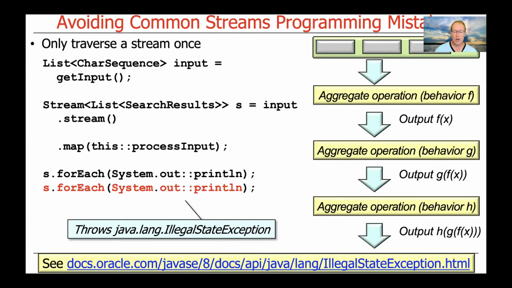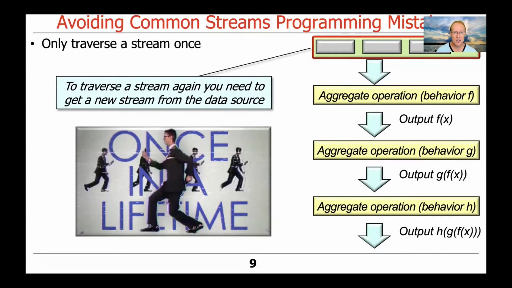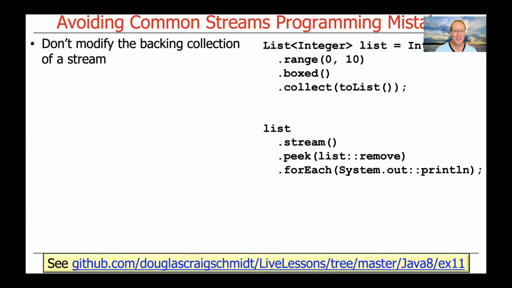So if you want to run things more than once, you're going to have to get a new stream from the data source or another data source or whatnot. You only get to do the processing of the stream once during its lifetime. So make sure you remember that. That's another common mistake that I've also done too.